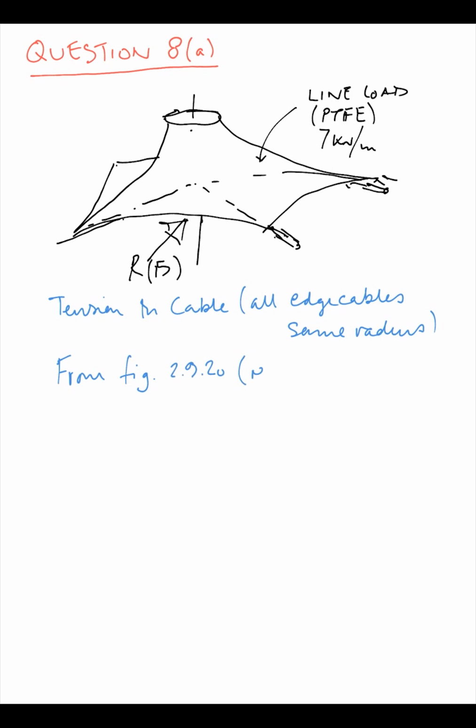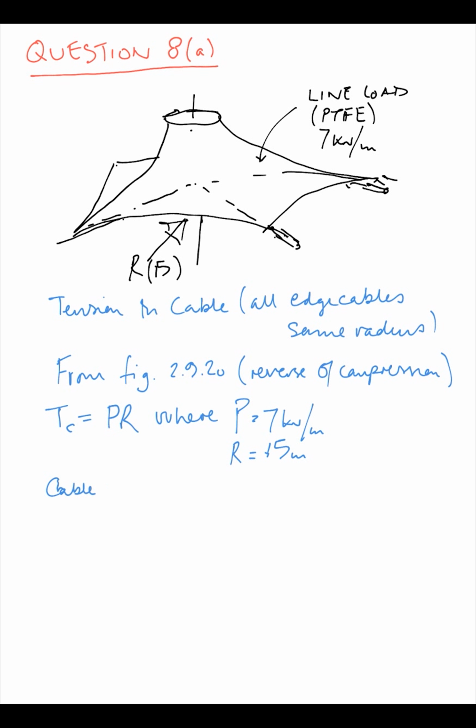From figure 2.9.20, which is looking at a compression ring, but here we're effectively reversing it, if you like. So at PR, where P equals 7 kilonewtons per meter and R equals 15, tension is PR, which is 7 times 15, which is 105 kilonewtons in the cable.